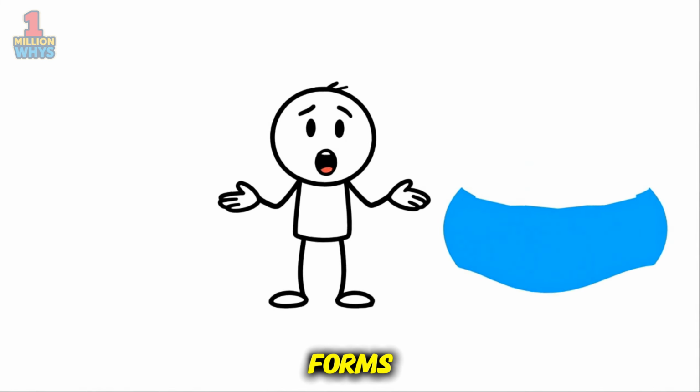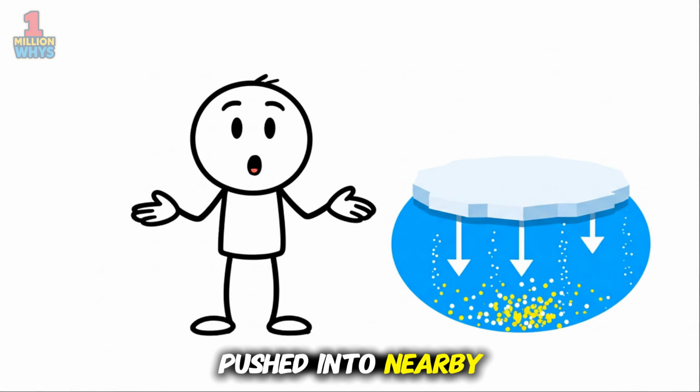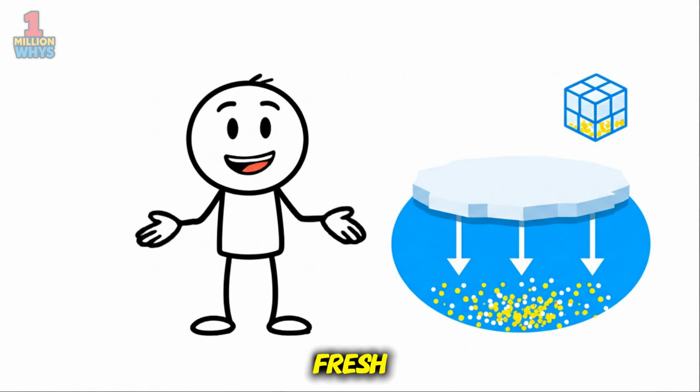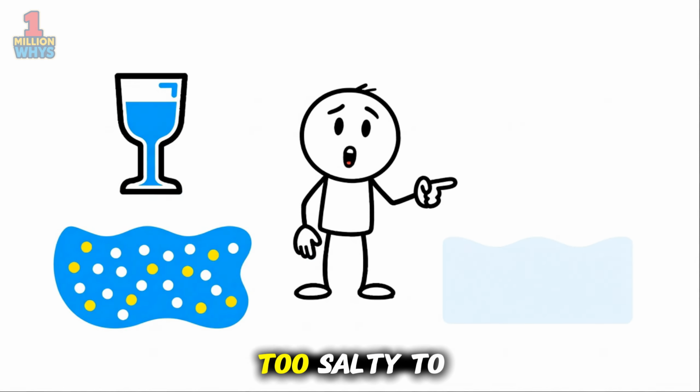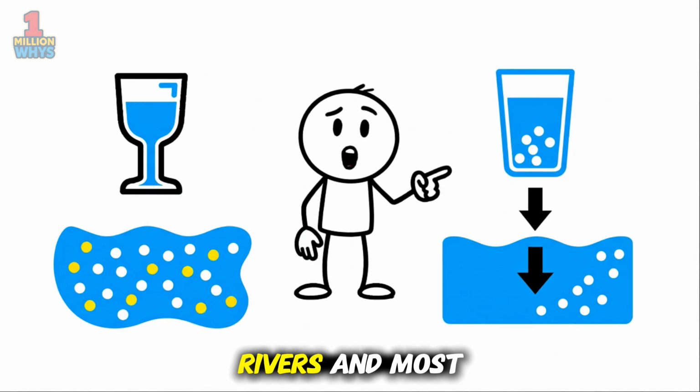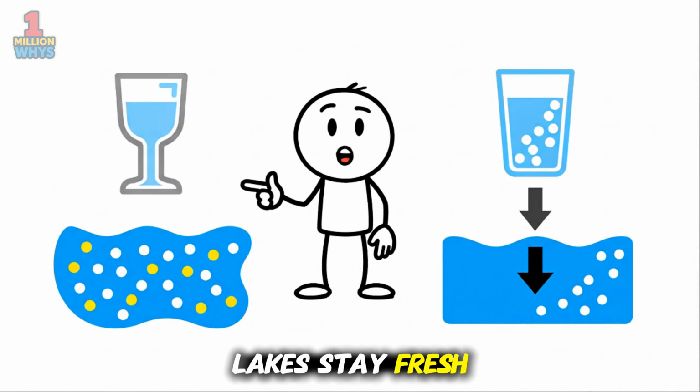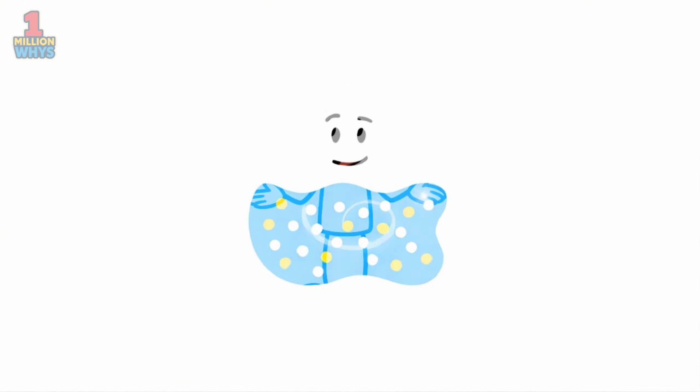When ocean ice forms, most salt is pushed into nearby water. Ice is nearly fresh. Brine makes surrounding water saltier. Ocean water is too salty to drink. Rivers and most lakes stay fresh because salts flush out.